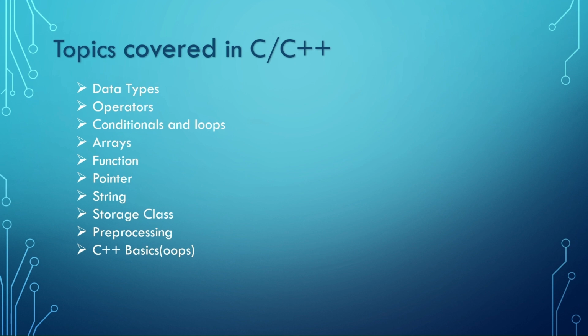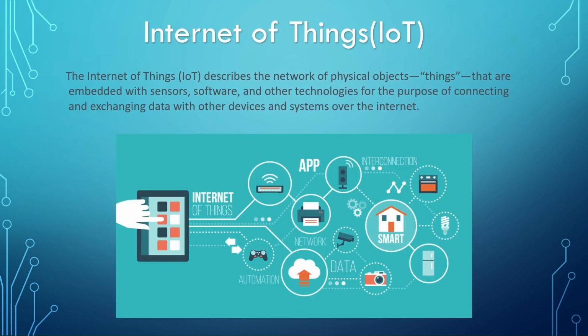Then function, which is a group of statements that together perform a task. Pointer, which is used to store address of another variable. String, which is a sequence of characters. And then we also studied storage classes, preprocessing, and at last we were taught about the basic concepts of C++ language. Now, next, what is Internet of Things?